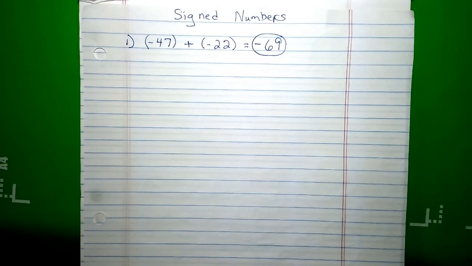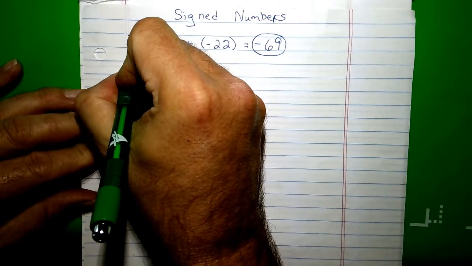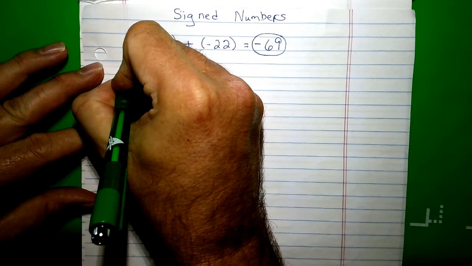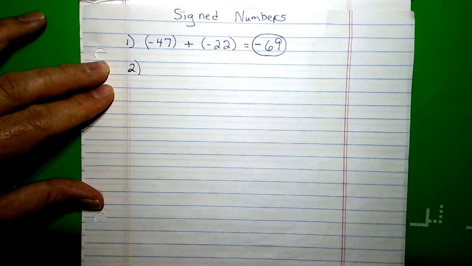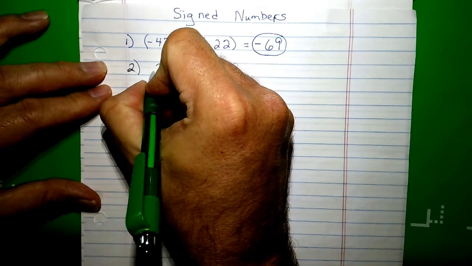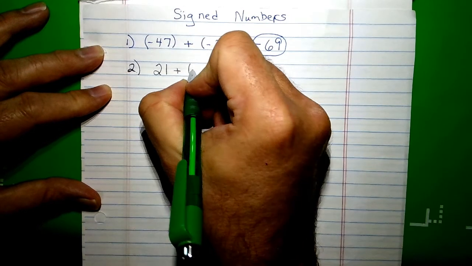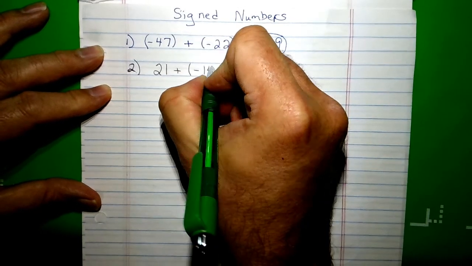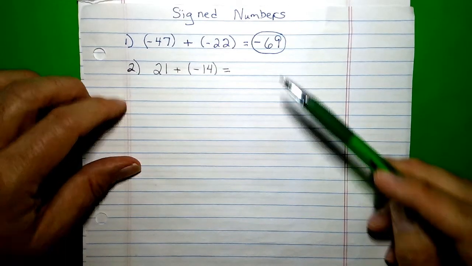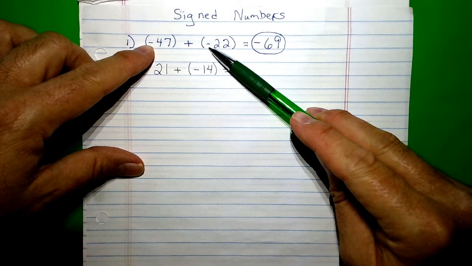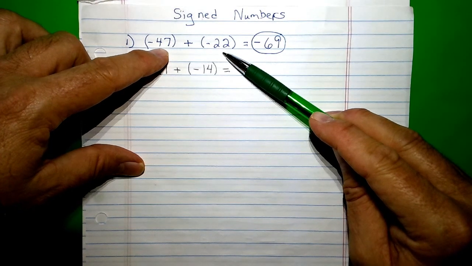Now let's do another one right now. Example number 2. How about this one? 21 plus a negative 14. So we've already seen that to add two negatives, you just keep the negative and add the 47 and 22.